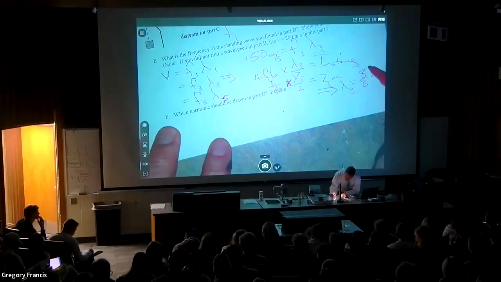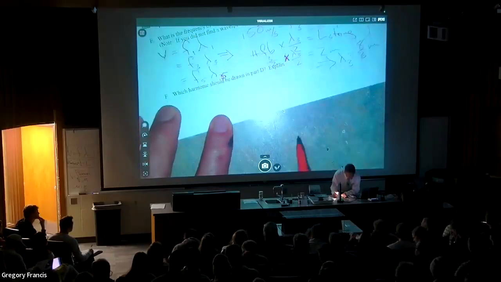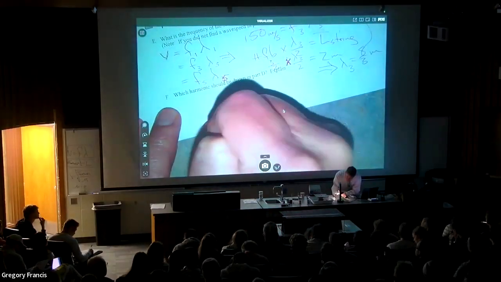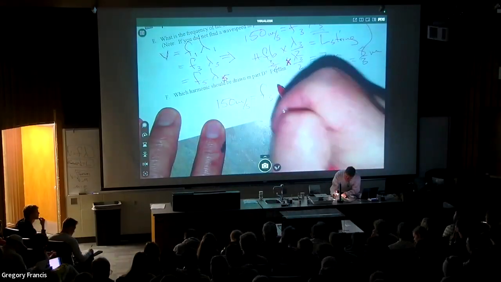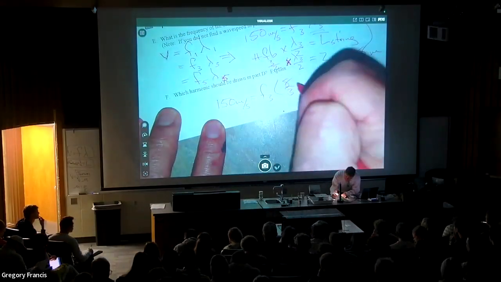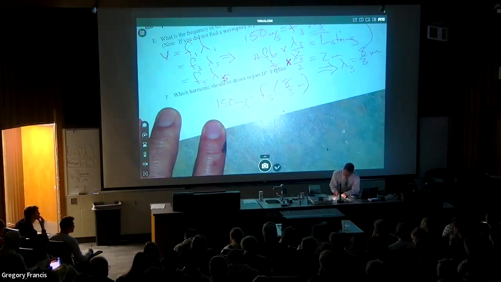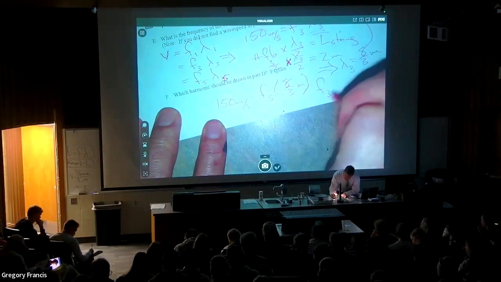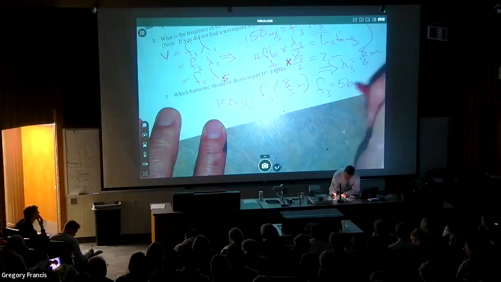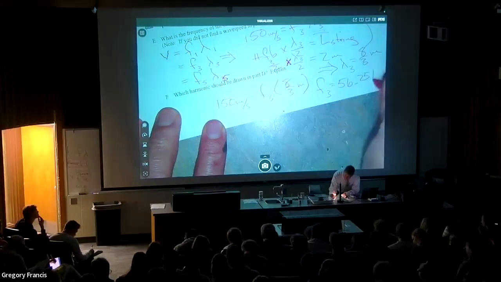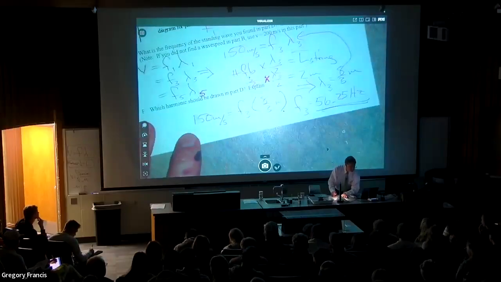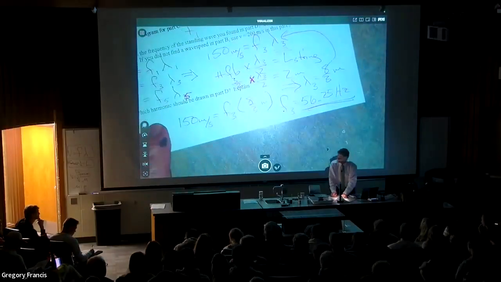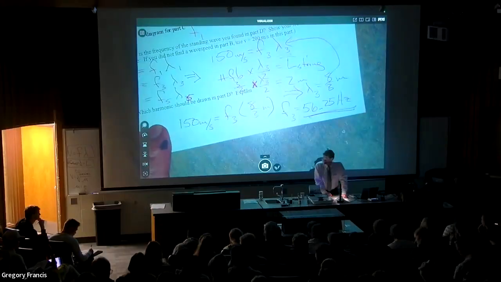Well, now I can plug that up into here. 150 meters per second is equal to F3 times 8/3 meters. That's just math. That's just your calculator. And that's going to give you F3 is equal to 56.25 hertz. Check with your neighbor. Do a buddy check.